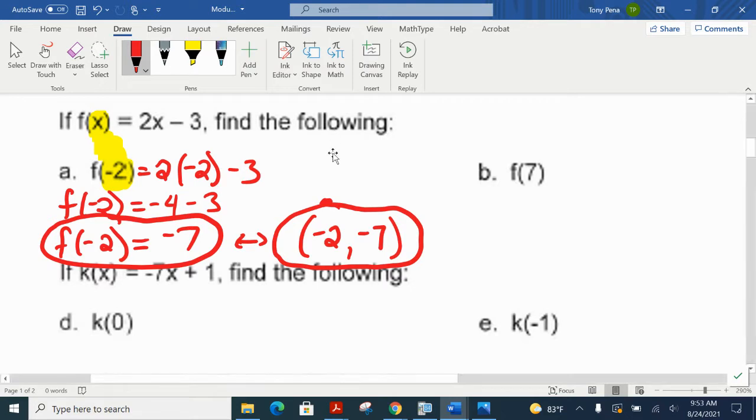Yes, sir? Well, we don't use f anymore. Say that one more time. We don't have to use f anymore.